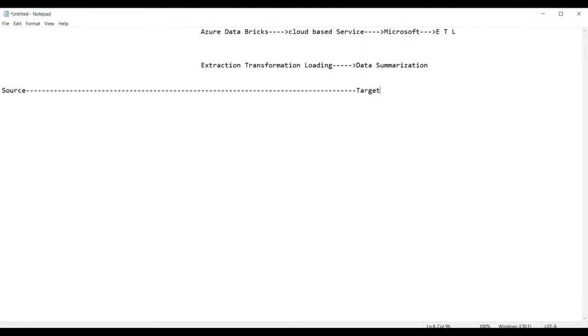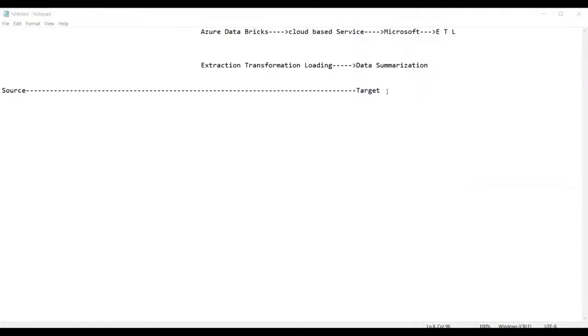We require the first thing as a source and the second thing as a target. Now, when it comes to the source, what do we mean by source? What is a source of income? The place from where we get the money is called a source of income. In the same way, the place from where you get the data is called the source of data.